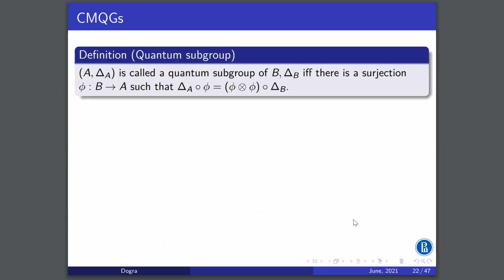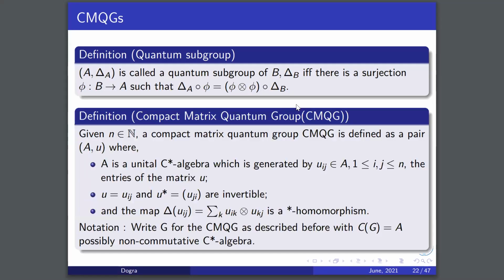Now we move on to some properties of compact quantum groups. A is called a quantum subgroup of B if we have a surjective map phi such that this condition is satisfied. And now, in the spirit of the definition of the star algebra we defined in terms of projections, we are ready to state the definition of compact matrix quantum groups.